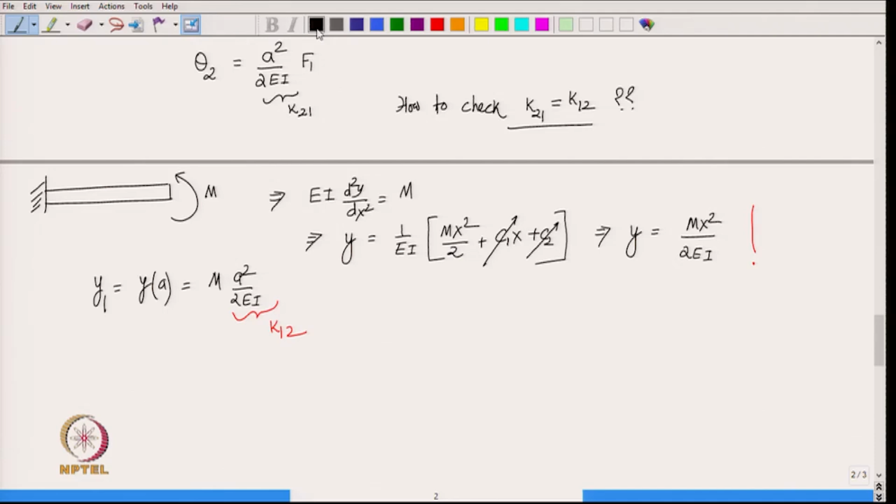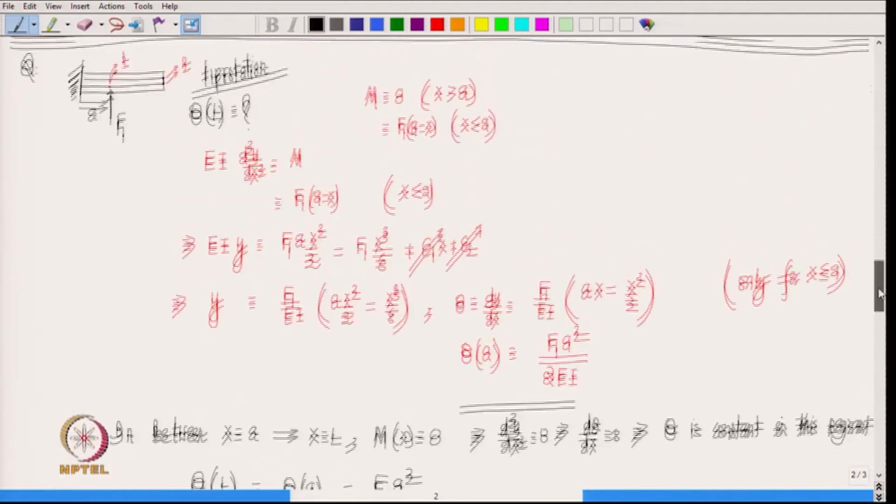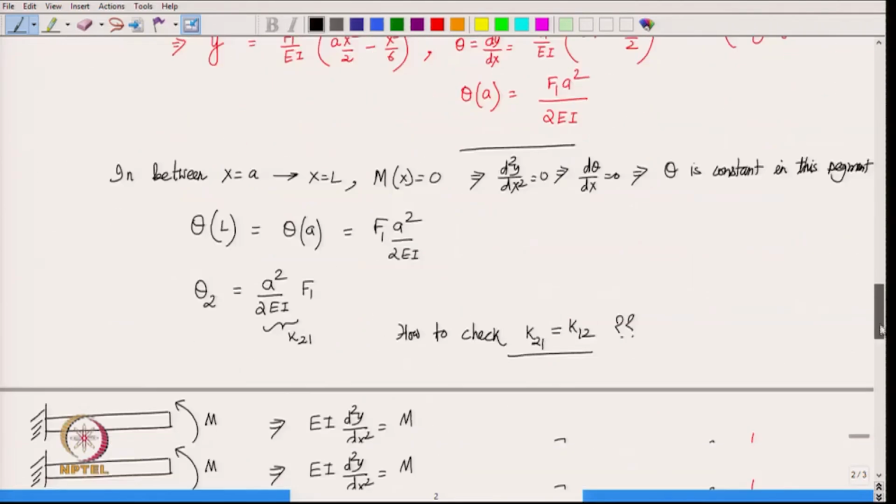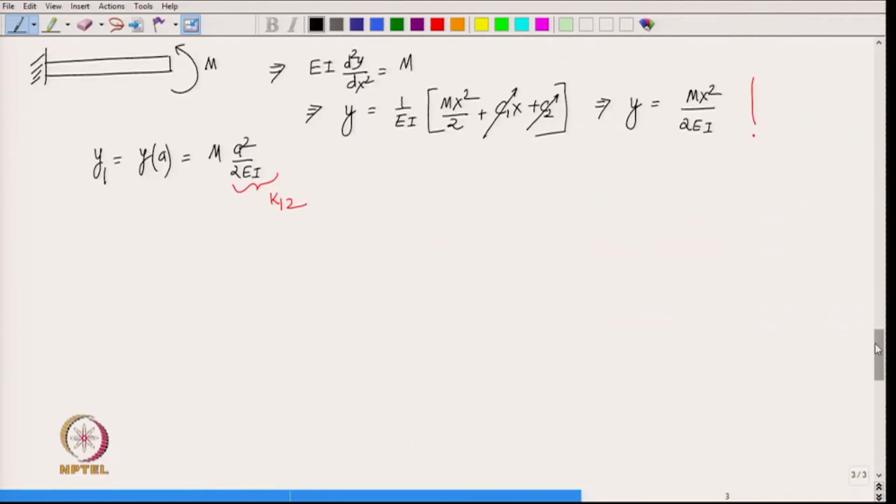But if somebody asks you the first problem, what is the rotation at the tip due to load at 1? In terms of influence coefficient, you need to know k21, correct. If you can somehow get k21, you can solve this problem, but k21 is equal to k12. So, to get k12, you simply solve this pure bending problem, right. So, that is the use of reciprocal relation.